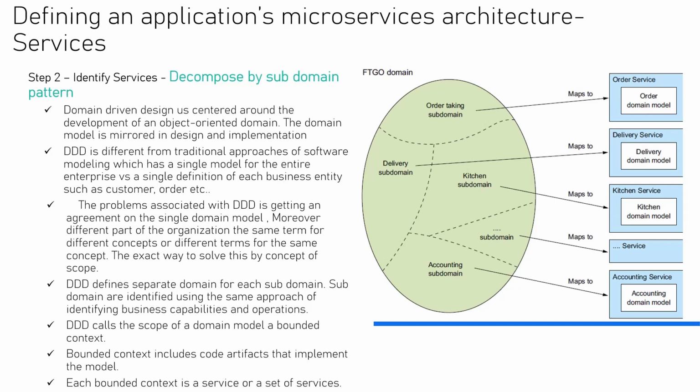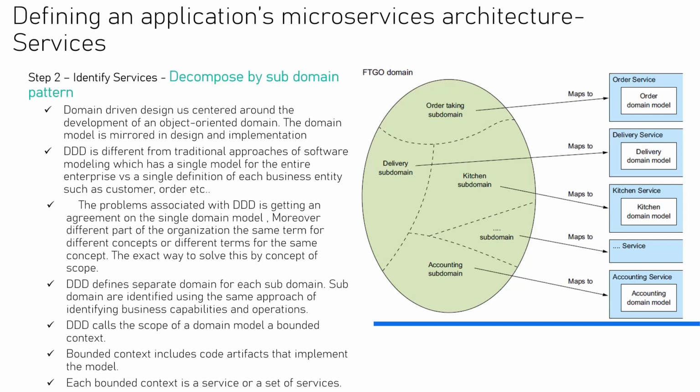Now, domain-driven design defines separate domains for each subdomain. Subdomains are identified using the same approach for identifying business capability and operation. So the whole idea is that an account class which happens to be in order is specific to the order subdomain, and an account class which happens to be a part of the accounting subdomain is in the realm of the accounting subdomain. We define boundaries. That's what we come up with as the context.